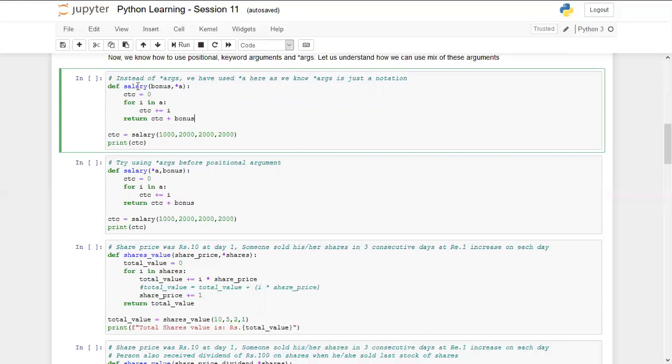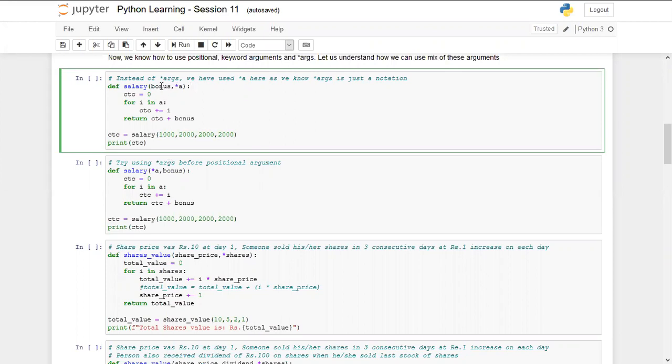So in the salary function, we have defined that there is one positional argument and all the rest come under *args. Now, when we are doing the function call, the main thing to understand is that the first value, whatever value you give here, will be assigned to the bonus argument, or you can say the bonus variable. So bonus now takes the value of 1000, and all the remaining values, whatever they are, will be consumed by *args.